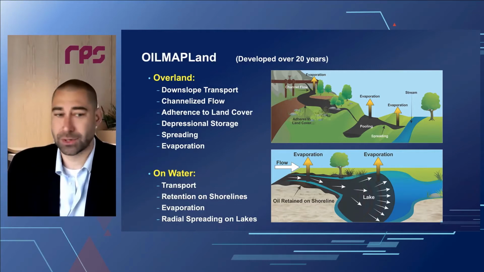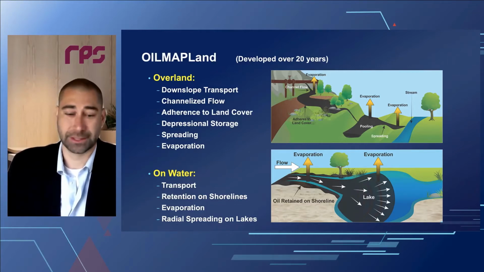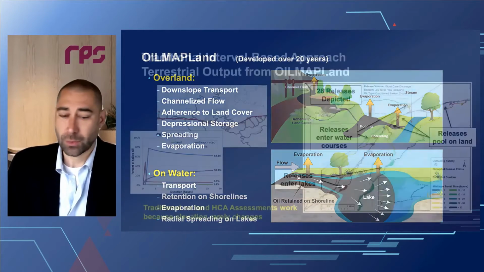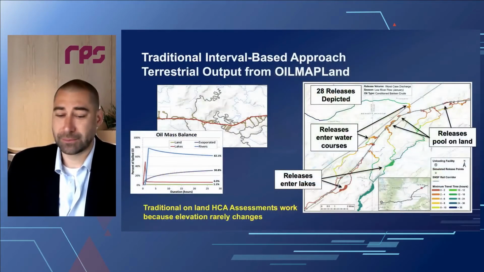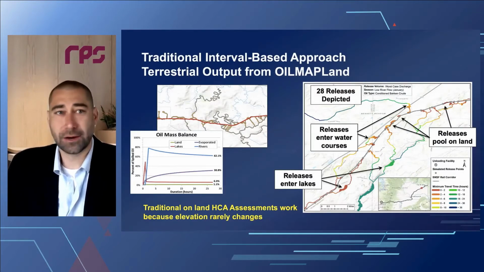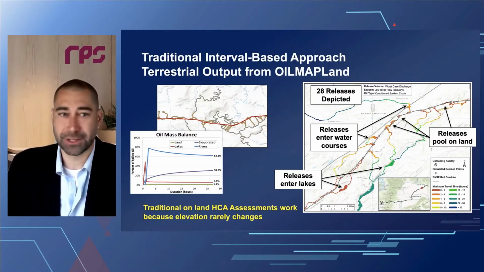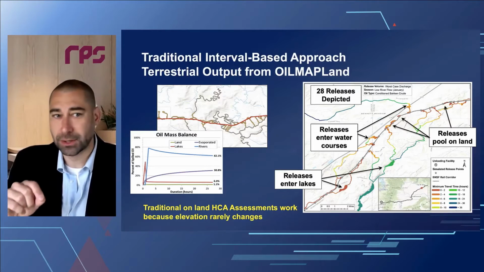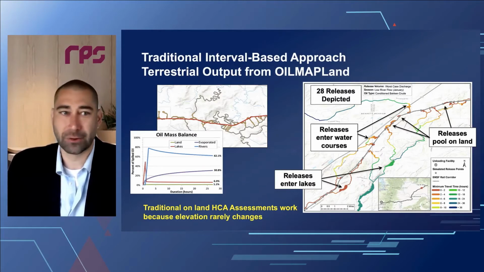Oil could be retained on shores, evaporate, or spread radially in lakes. We use automated processes in GIS basically to identify HCAs that could be affected using overlay analyses. And here we're showing you some traditional outputs in the top left, looking at some trajectories of where releases could ultimately get onto the land surface in brown or make their way into waterways in gray.